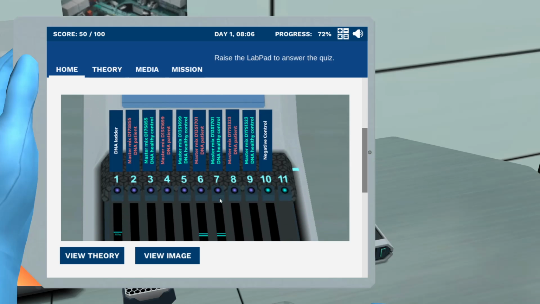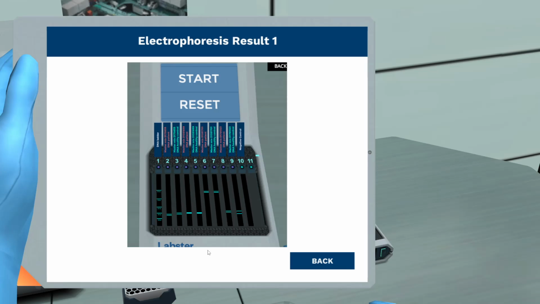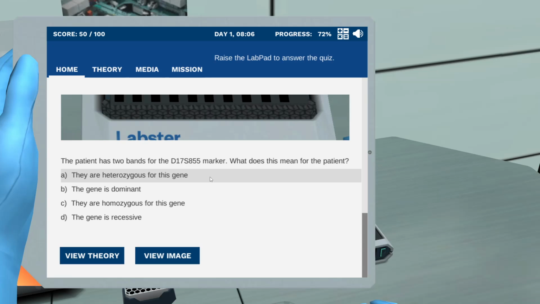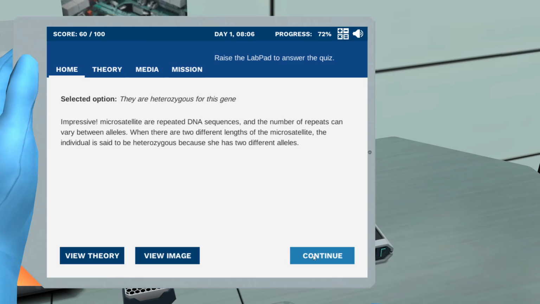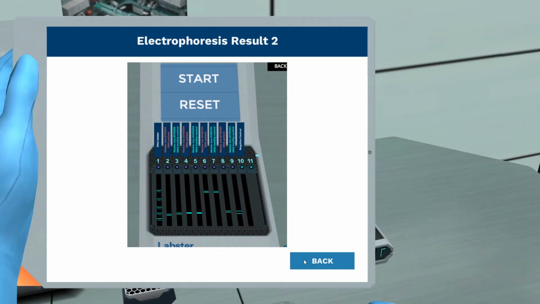The patient has 2 bands for the D17S855 marker. What does this mean for the patient? Impressive. Microsatellites are repeated DNA sequences, and the number of repeats varies. For the microsatellite marker D13S1699, there is only one band corresponding to one PCR product. Which word describes both the patient and the healthy control?